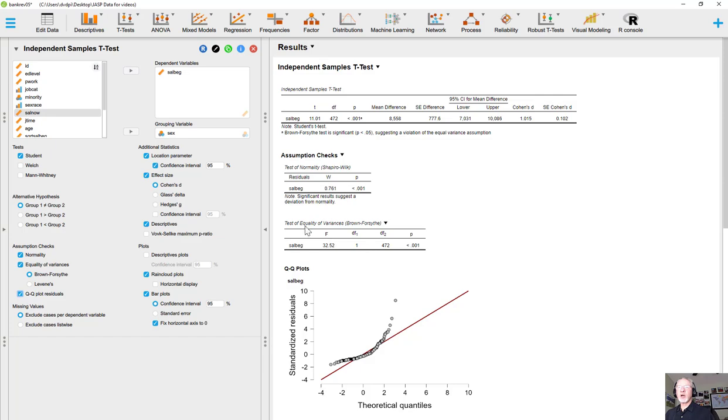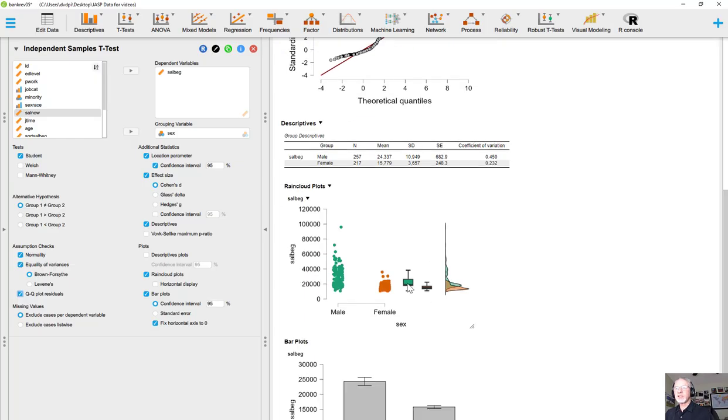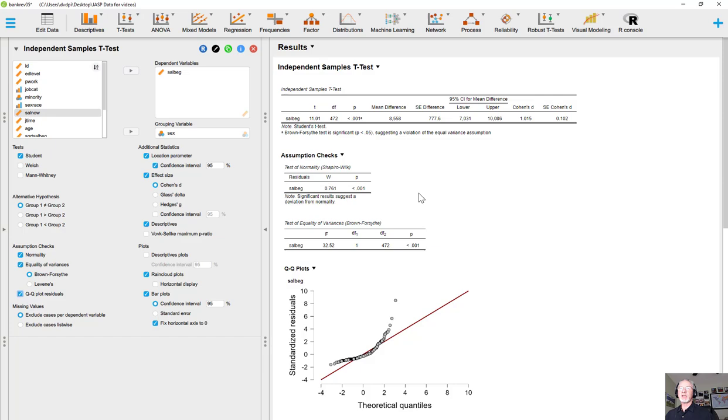In terms of the equality of variance test, we can see that the variances are not equal. And again, you can see that over here. There's a lot more variability here for the males than there is for the females. You can see that in terms of the standard deviations. Males have a standard deviation of around $11,000. For females, it's around $3,500. So much larger variance for the males than for the females, and those should be equal.